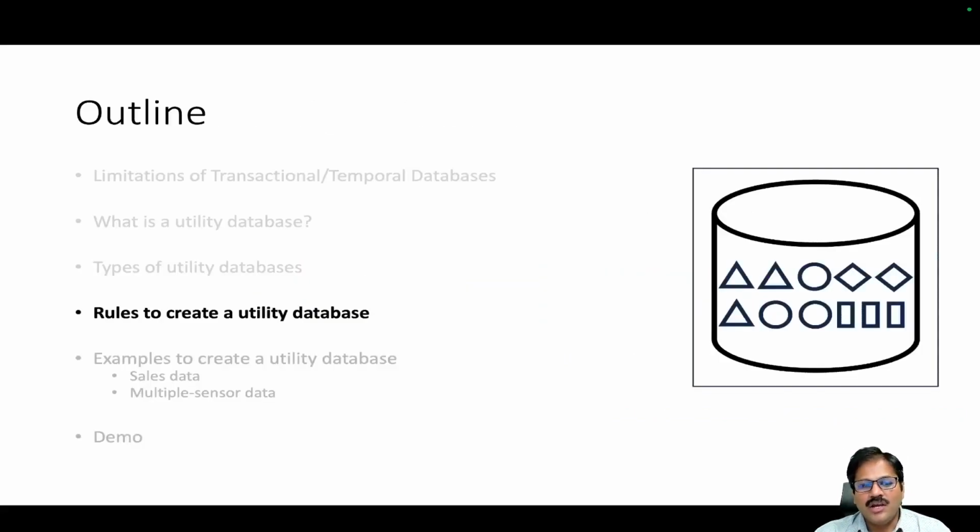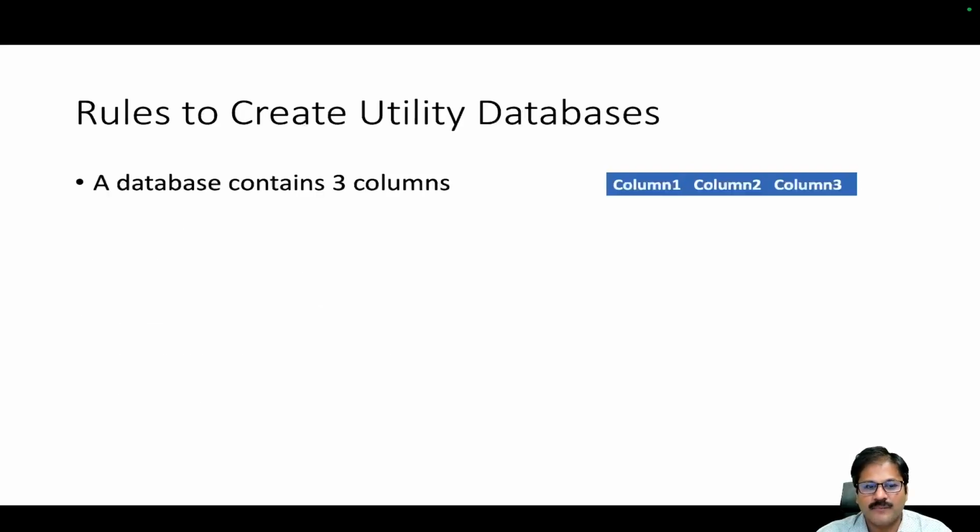Now, if we are asked to create a utility database, how do we create it? What are the rules we have to follow to create a utility database? So let us look at them. The first one, utility database contains 3 columns. So here you can see we have created 3 columns, column 1, column 2 and column 3. Each column is separated by a colon mark.